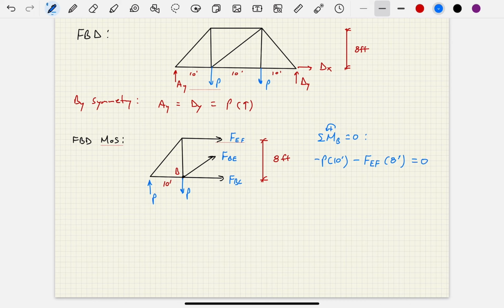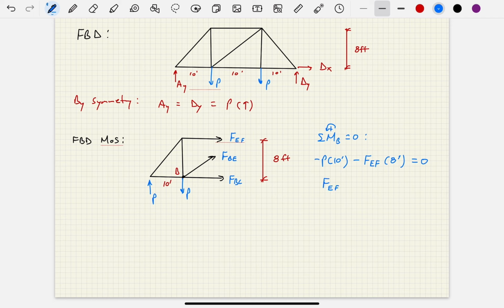Now you might be wondering what happened to FBE, FBC, and this particular P. Well, all three of these forces, their lines of action go through the point that I'm taking the moment about. So they're not going to show up in this moment equilibrium equation. That's the beauty in this. This is a quick process if you know what you're looking at.